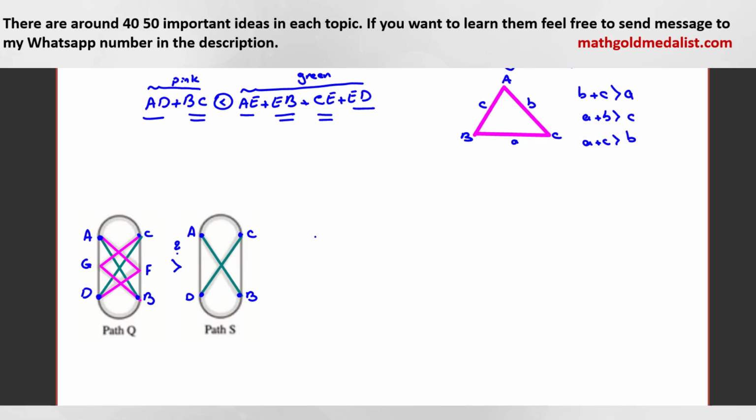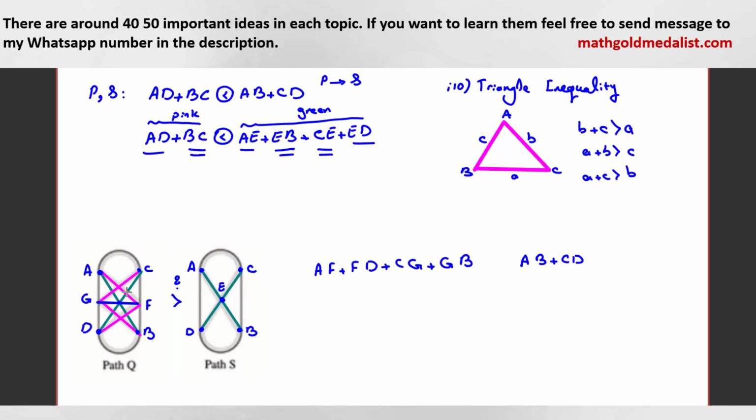Now I want to see pink part is what? AF plus FD plus CG plus GB. This is pink part. Green part is what? AB plus CD. We want to see which of them is greater. Let's consider intersection is E, okay? And by the figure, we can conclude it is the midpoint. We prove for midpoint, but if it is not midpoint, we solve the problem in other ways. It depends on the problem.